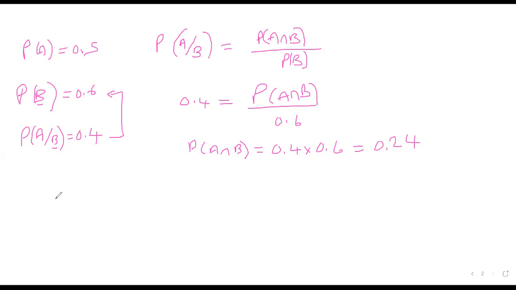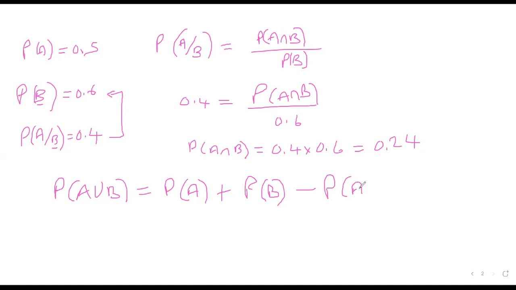Now try to find A union B. Probability A plus probability B minus the intersection of A and B. So calculate that.